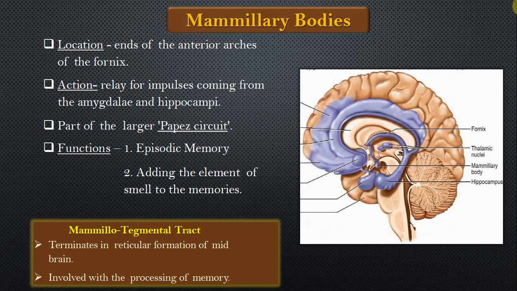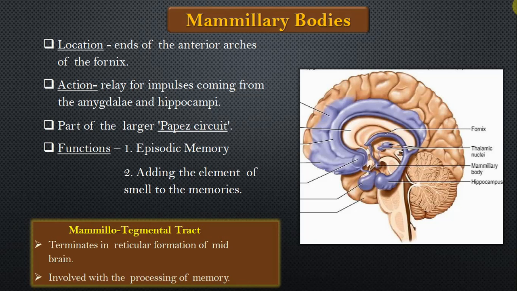Now coming to the mammillary body. They are located at the ends of the anterior arches of the fornix. They act as a relay for the impulses coming from the amygdala and hippocampi via the mammillothalamic tract to the thalamus. This circuit from the amygdala to the mammillary body and then onto the thalamus is part of the larger Papez circuit. Papez circuit, we will discuss something about the Papez circuit later. The functions include episodic memory and adding the element of smell to the memory.